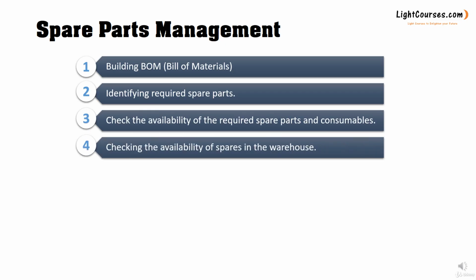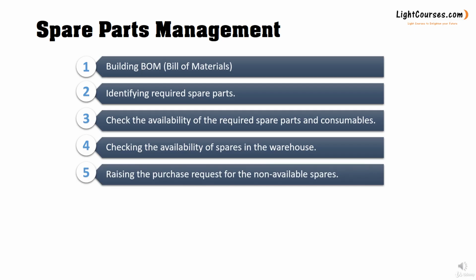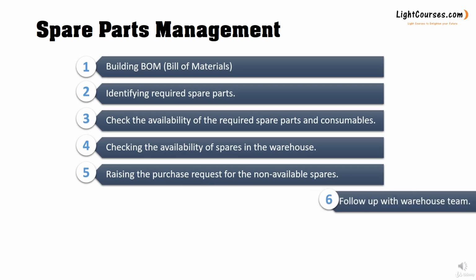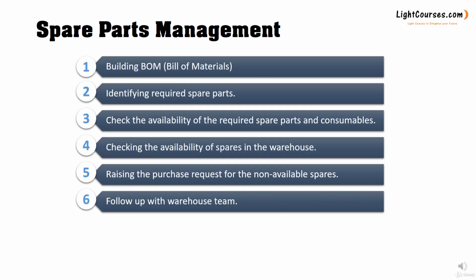And then checking the availability of spares in the warehouse. If the spares are not available, he's supposed to raise the purchase request for the non-available spares. And then he has to follow up with the warehouse team, since in some of the industries, ordering spare parts is divided between planning team and the warehouse team. So sometimes the consumables are being ordered through the warehouse team, while the critical spares are always ordered through the planning team.